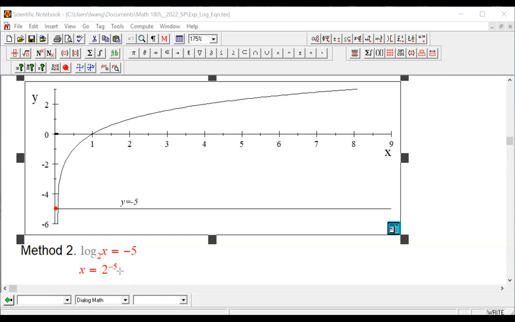1 over 32. And the y, the vertical, is -5. So this is y equals -5. That's the input, output. That's what I want you to understand.